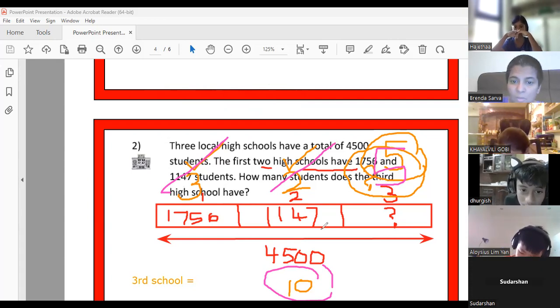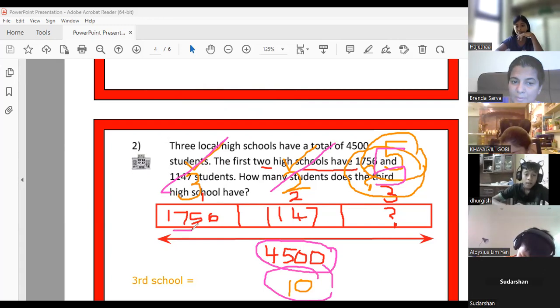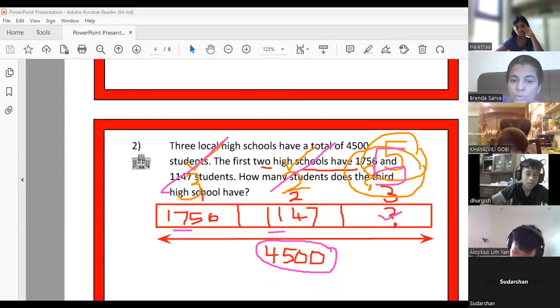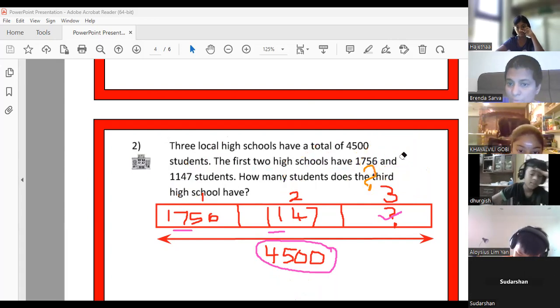Do you all agree on that? If that's the case, why can't I do it with a bigger number? The bigger number will be 4,500. Take away 1,756. Take away 1,147. And it lands me with my answer. Got it? So now you do the harder, more challenging number. You already saw how it was with the easier number.